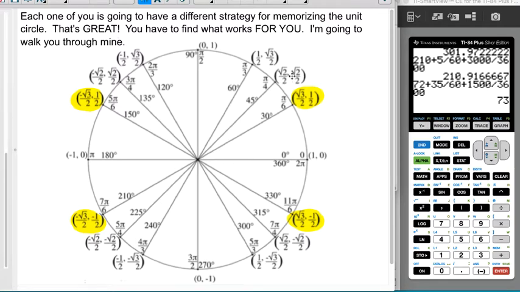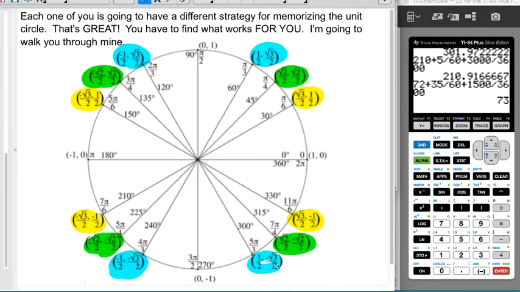Then I'm going to fill in these numbers. I'm going to fill in the root 2 over 2's in all of these spots. Then I'm going to fill in these guys, the 1/2 first and then the root 3 over 2 in the second spot.